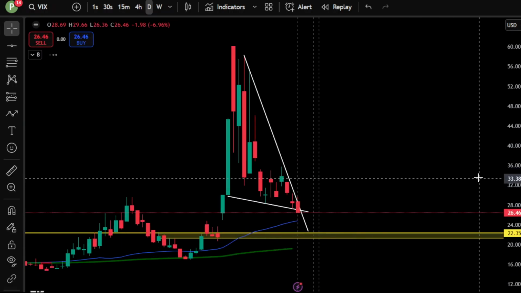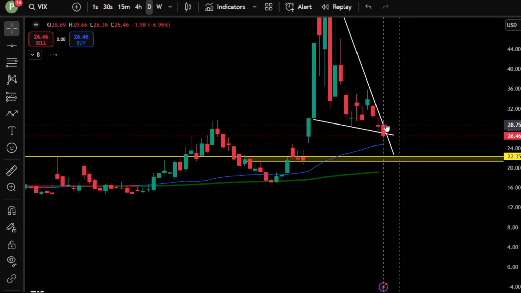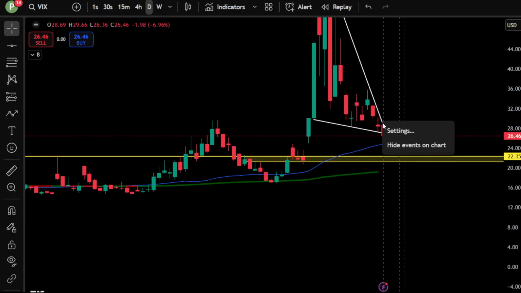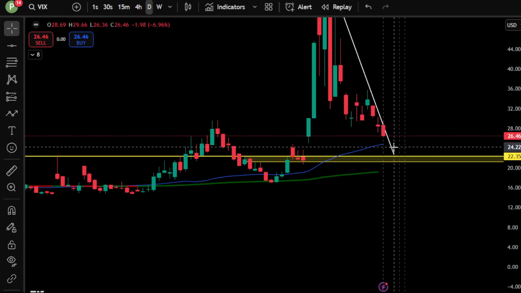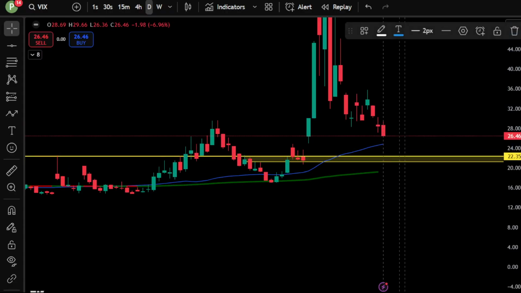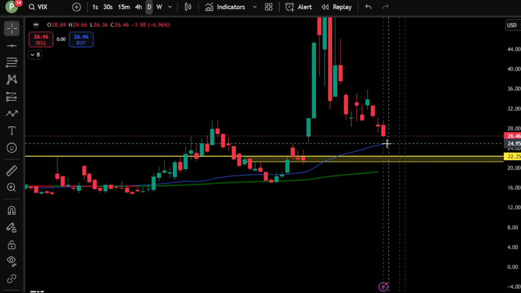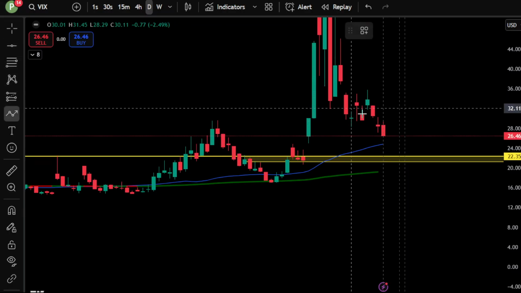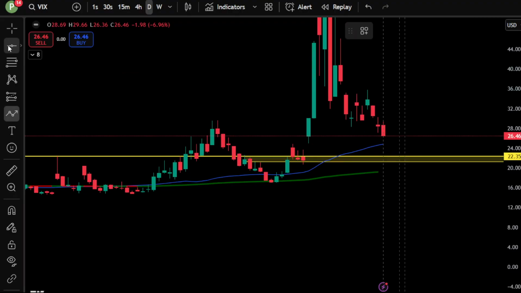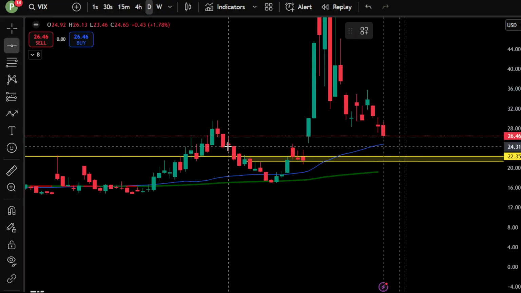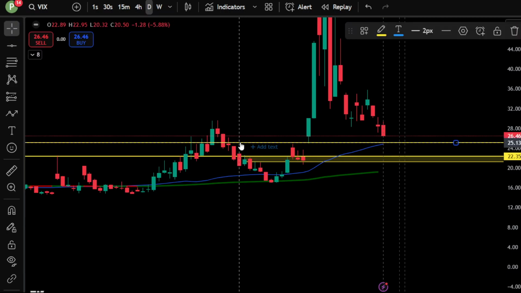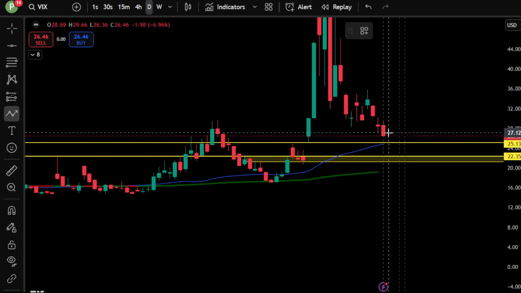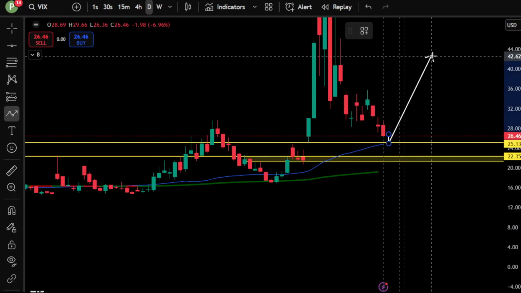VIX. All right, let me just get rid of all this. It looks like the VIX is heading towards potentially the 50 SMA at around 25, and then from there it's tough to say. Either it fills this gap at around 22, 23, or it teases everyone. It does one of these, bounces off the 50, and then boom.